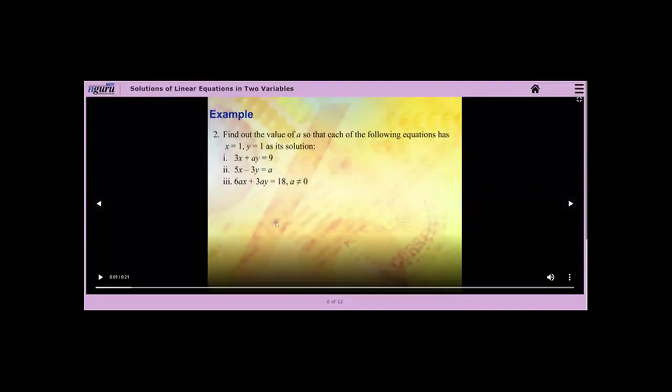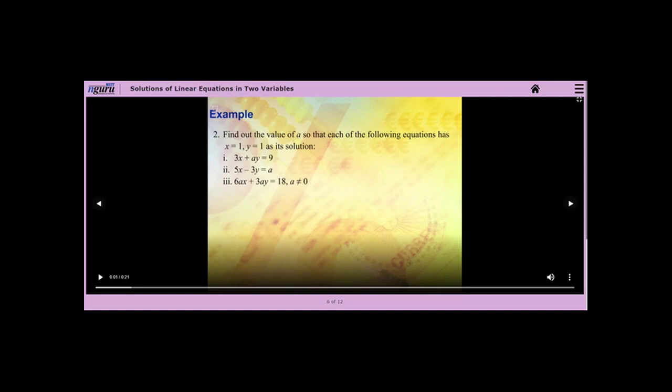Similarly, find out 4 different solutions for each. Who did not understand? What is your name? Tell me your name, please. Naveen, ma'am. Naveen, here there are 3 equations. You have to find out the value of a for each of them, given x equal to 1 and y equal to 1.